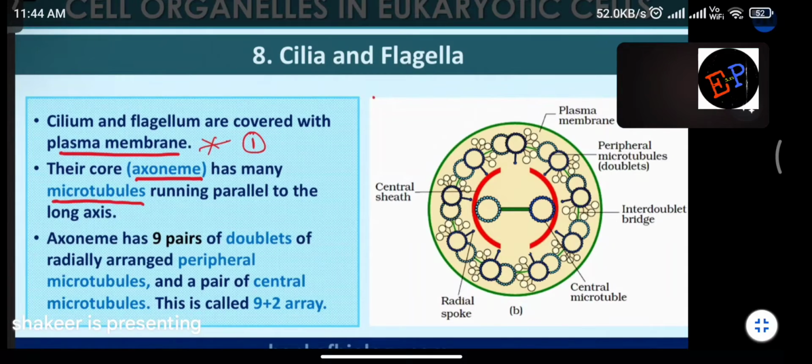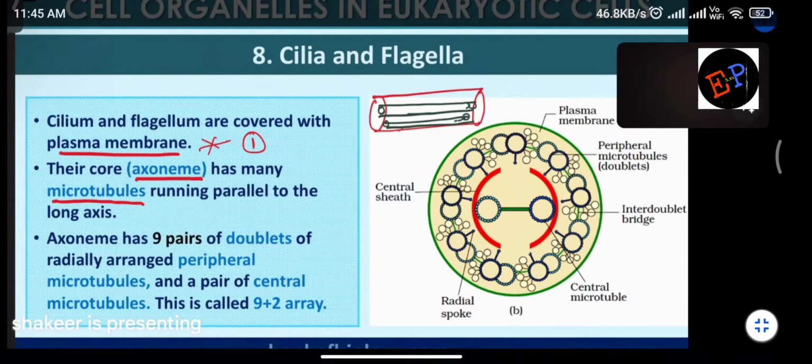For example, I can draw the figure like this. Clear, ma? So consider this a flagellum. Inside this flagellum, again you can find small tubes of this type which are running. Are you able to understand, ma? And what are they called? They are called microtubules. So inside the cilium and flagellum, you can find small tubes called microtubules. Okay, ma? And what is the name of the core? Core means central region. Axoneme is the name of the central region.